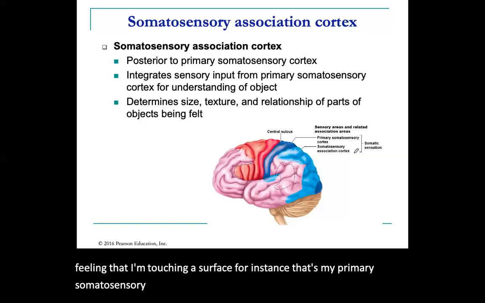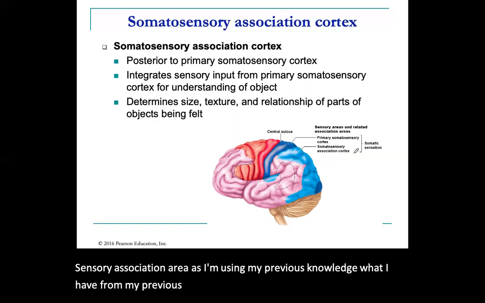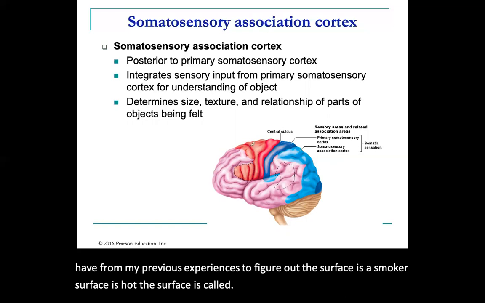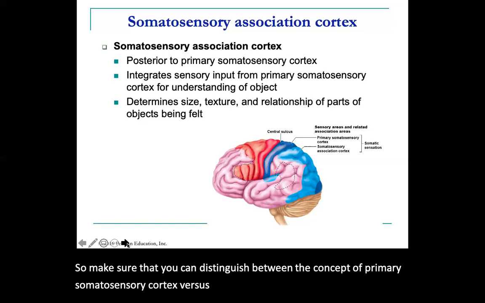But if I'm trying to say, oh, okay, the surface is cold, the surface is hot, the surface is rough versus smooth, for me to distinguish those, that is associated with our somatosensory association area, as I'm using my previous knowledge, what I have from my previous experiences, to figure out the surface is smooth, the surface is hot, the surface is cold. So make sure that you can distinguish between the concept of primary somatosensory cortex versus somatosensory association area.